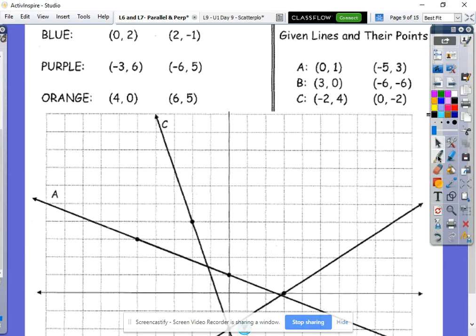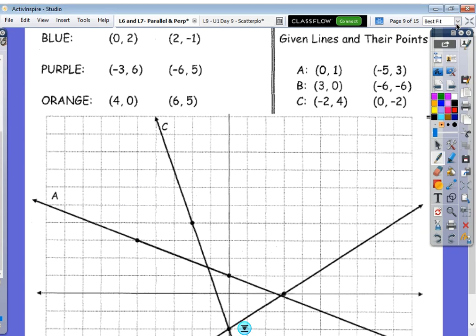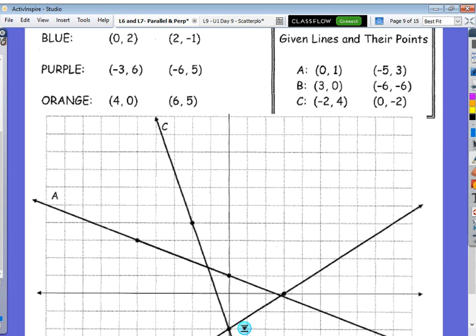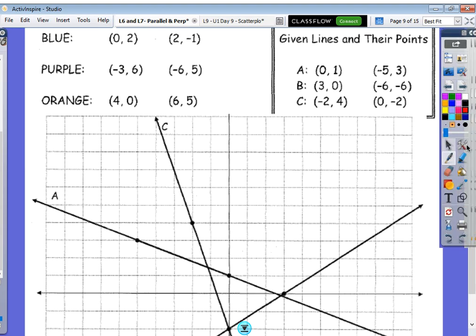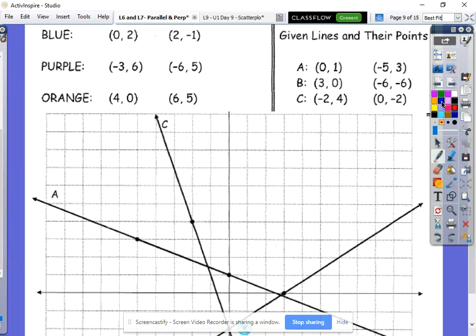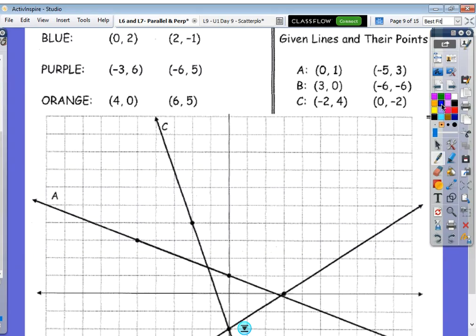Okay, folks, this looks very similar to what you did last class, but we're going to be investigating something a little bit different today. Last class, you looked at parallel lines, and today we're going to be looking at something a little bit different than that. So, before we get going, what we're going to start off doing once again is graphing these points, then create the lines for us. So I'm going to go ahead and graph these points.